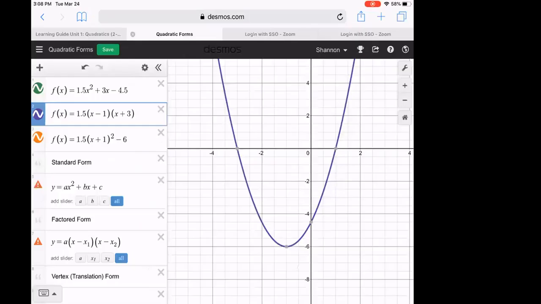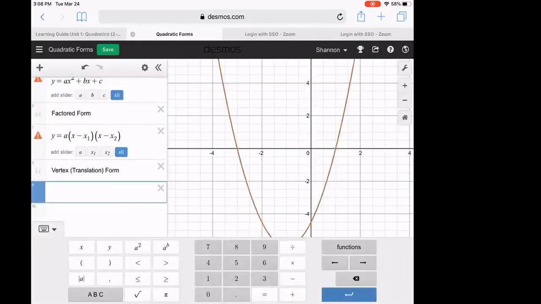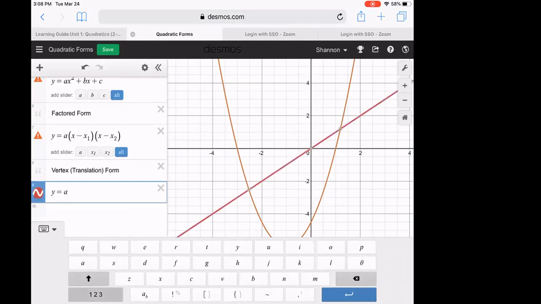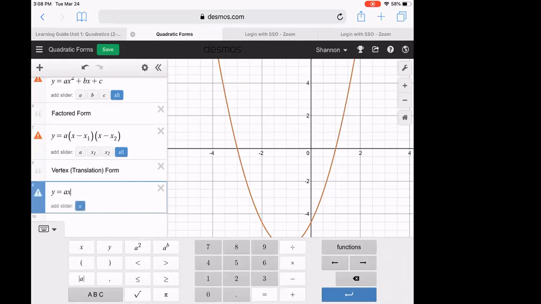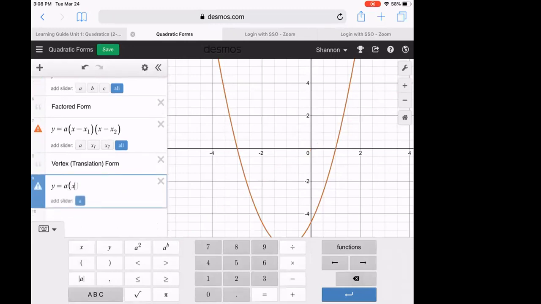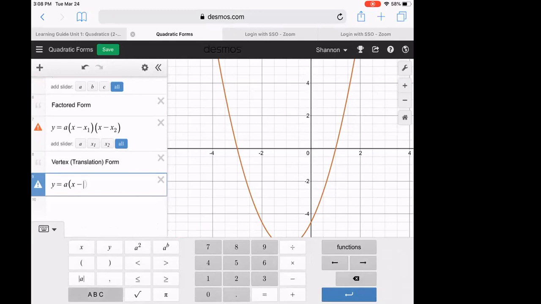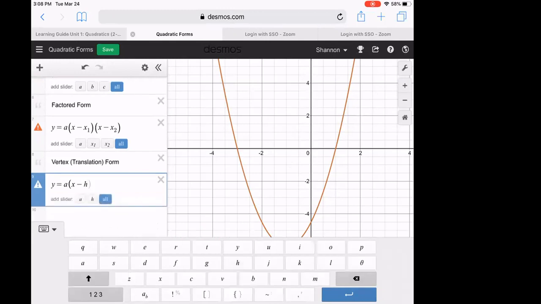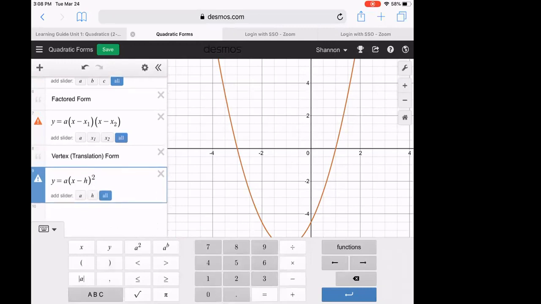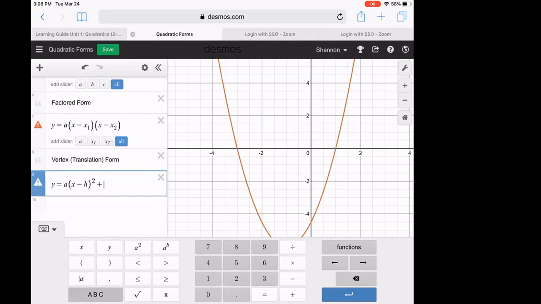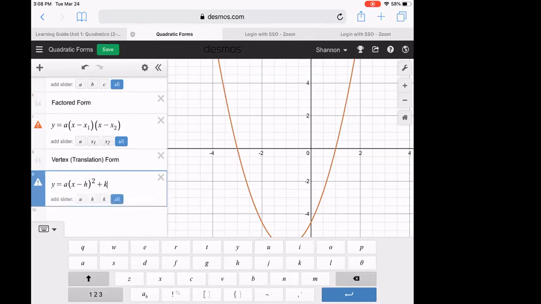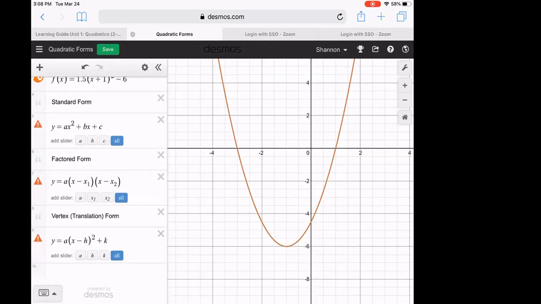And then the last one is called vertex or translation form. So in terms of what vertex or translation form looks like, it's y equals, always starts with your a value. But then vertex form looks like this: parentheses, x minus, they typically use the letter h in textbooks. Why? I have no idea. Squared plus, and then they typically use the letter k in textbooks. Why? I have no idea. So vertex or translation form is y equals a times the quantity x minus h squared plus k.